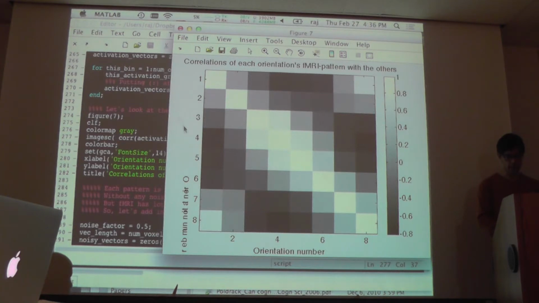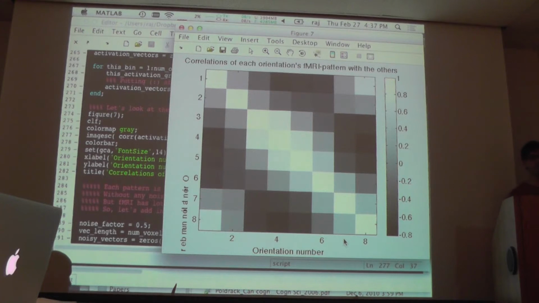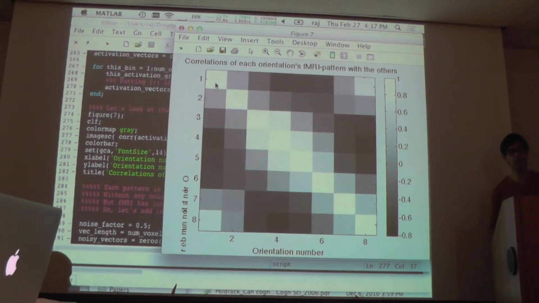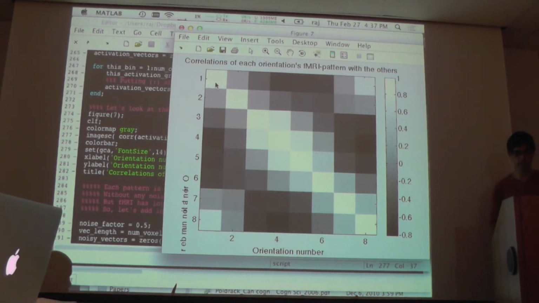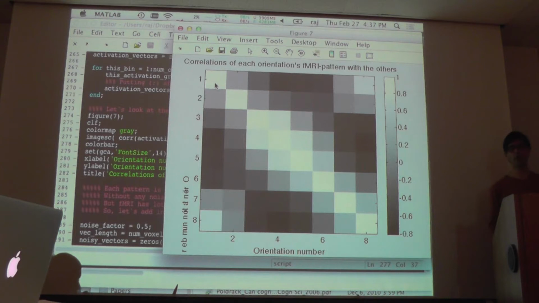So here are the correlations of each pattern with the others. Remember, we've got 8 different orientations. I don't know what happened to this y-axis label here, that's weird. So what does this say? This is a correlation matrix. You're going to see this kind of thing in pattern-based fMRI analyses a lot. The entry 1,1 means the correlation of the pattern listed by orientation 1 with the pattern listed by orientation 1, in other words, with itself, so it's perfectly correlated with itself.